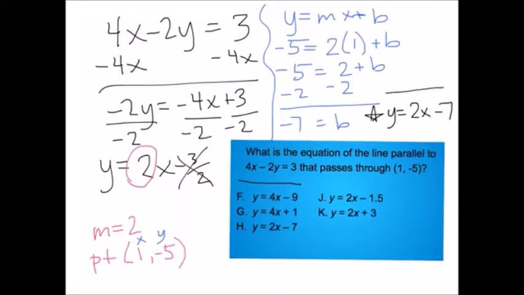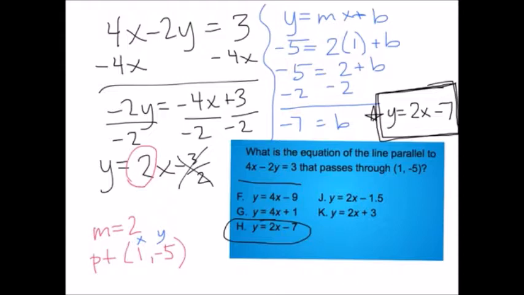Now note that we only use the x and y of 1 and -5 to find the b value. When we write the final equation of a line, we actually write x and y. We don't plug in for them. It looks like our option here is H.